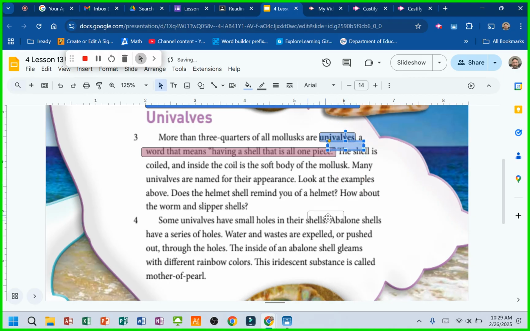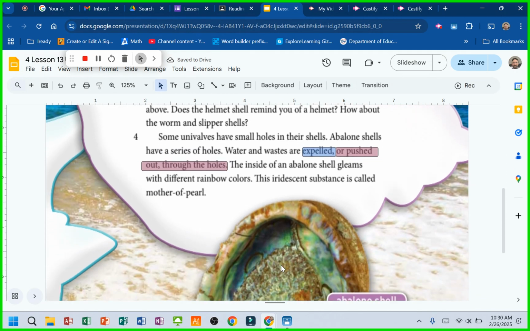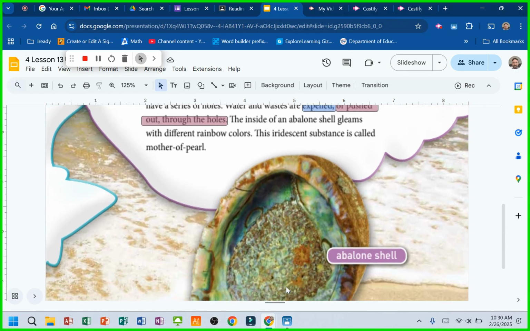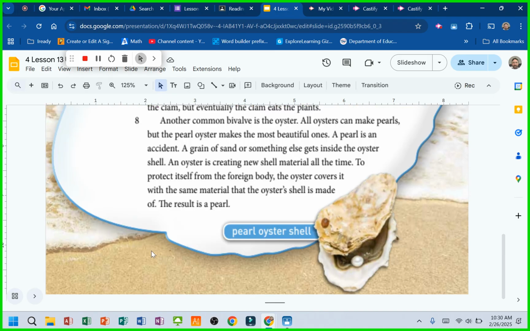Boom. Expelled. What did I tell you about the comma and the word or? What's coming next? The definition. That's right. So, what's the definition of expelled? Well, it says it, right? Pushed out. You see what I'm doing? I'm highlighting it. Well, why not? Through the holes. So expelled means pushed out. The inside of abalone shell gleams with different rainbow colors. This iridescent substance is called mother of pearl. Ooh, iridescent. That's another one that I might be highlighting, right?